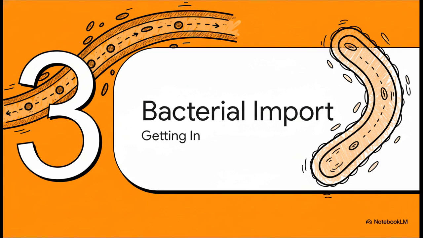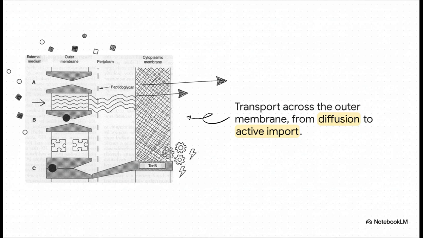All right, so we know how transport is powered. Now let's look at the pathways themselves, specifically for getting things in. For our gram-negative friends, this is always a two-step problem. First, you've got to breach the outer membrane, and then you've got to get across the inner one. Let's start from the outside and work our way in. This diagram gives us a brilliant overview of that journey.